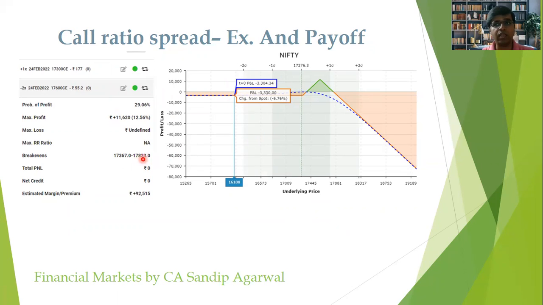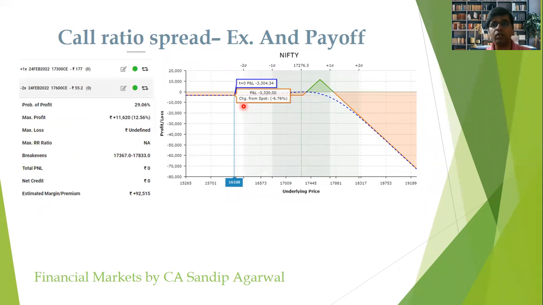His maximum profit is 11,620 and he is protected up to 17,833. So basically, if the Nifty expires at 17,833 or below that, then the person will make a profit and will not make a loss. Only if the Nifty trades at a price higher than 17,833 will the person make a loss. And if the Nifty gives a very strong move on the upside, his loss is also unlimited. You can see if the Nifty ends at 19,000, the maximum loss is 70,000.